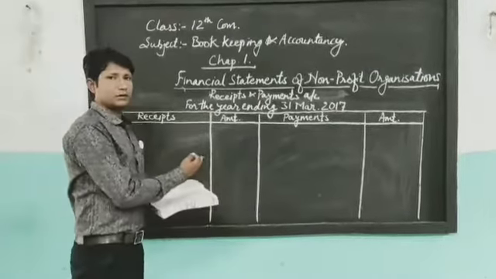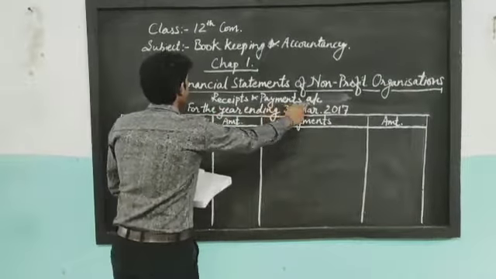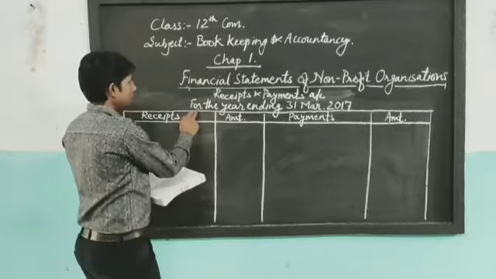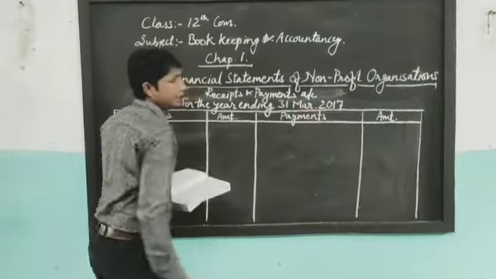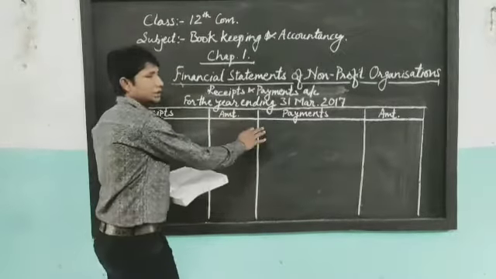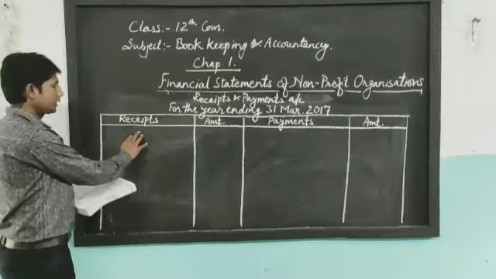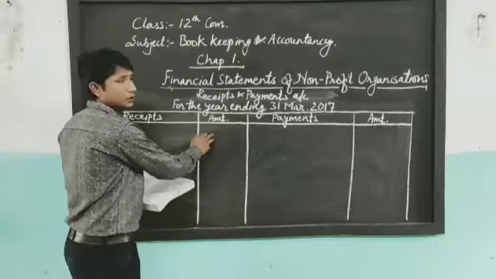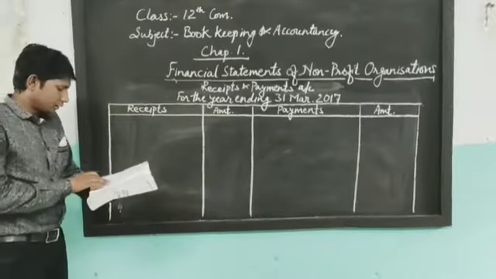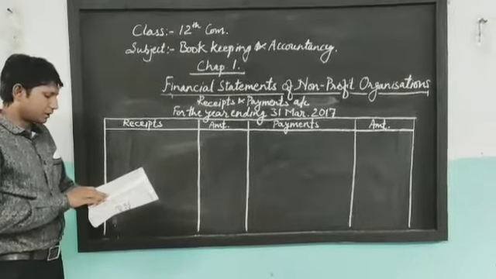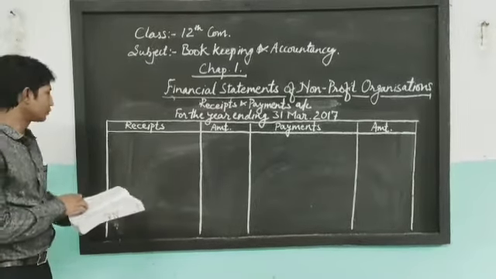Here is the format of receipts and payment account. The heading is written receipts and payments account. Below that, for the year ending 31st March 2017, when this year will end. The receipts are written on the left hand side. Receipts, then amount. Payments, then amount. Then we will start with the balance which was given in the question. Cash balance April 1st 2016, rupees 4,000.